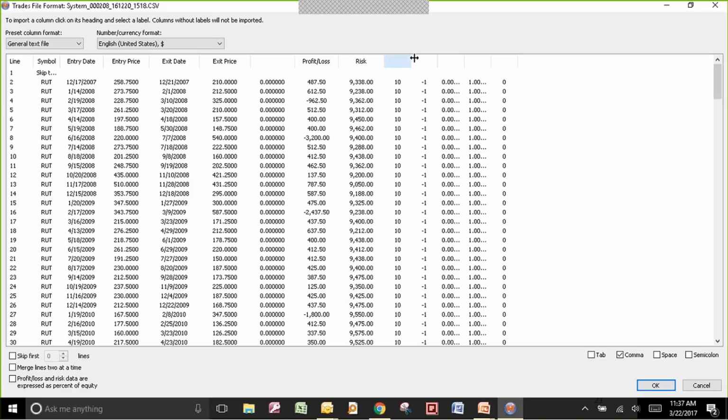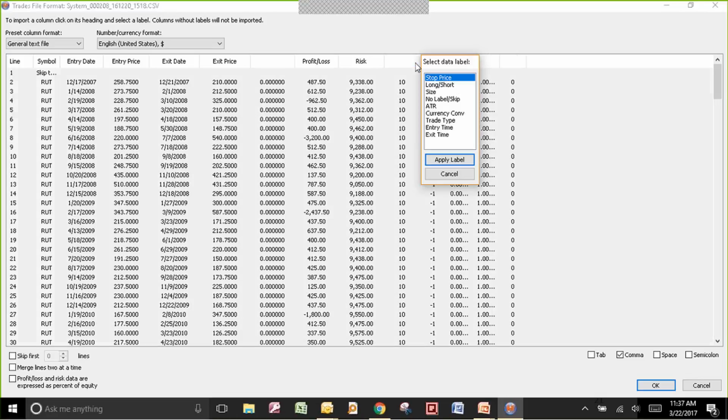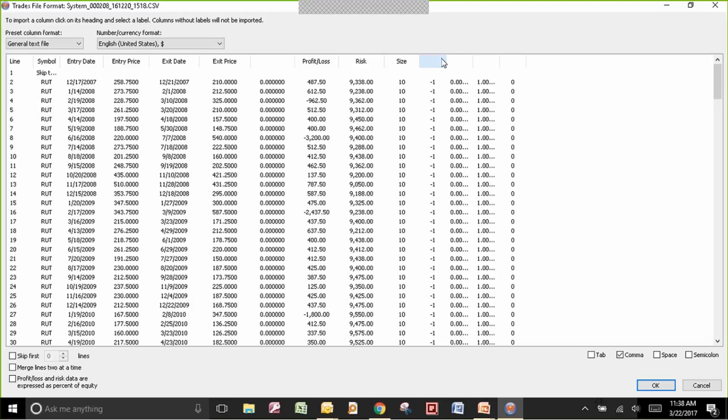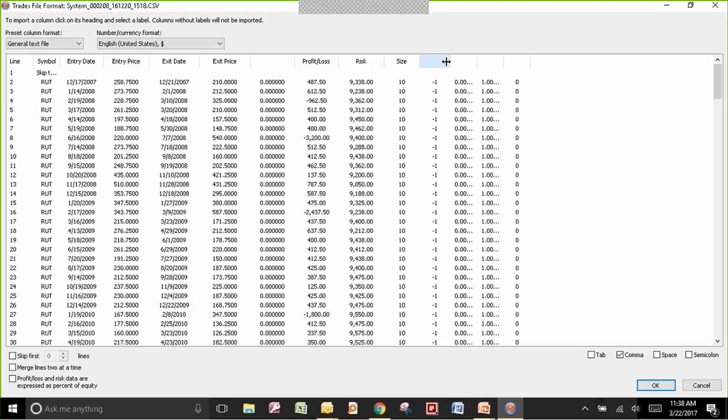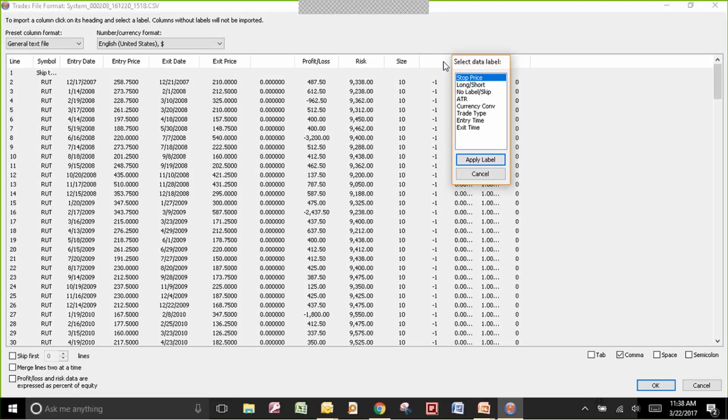this would be like a credit spread. And this, I think, is the number. This was the size in contracts. And yeah, I'm not sure what this one is.